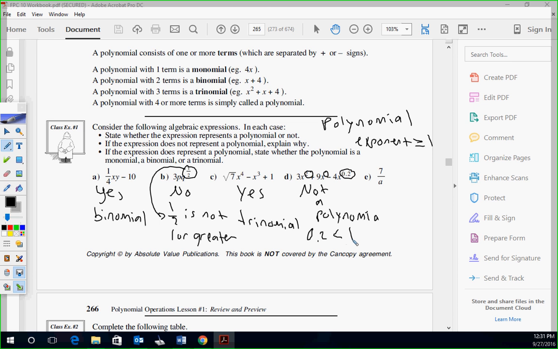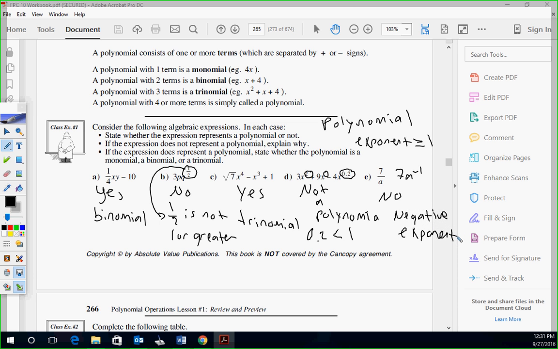Okay, and Logan, how about E? Is E a polynomial, yes or no? No, because that's a 7a to the negative 1. Okay, so no. Negative exponent. Good job.